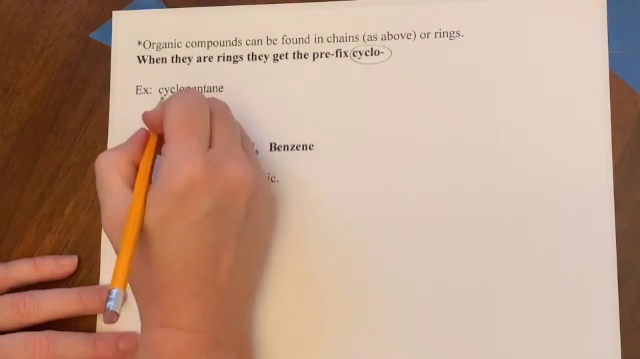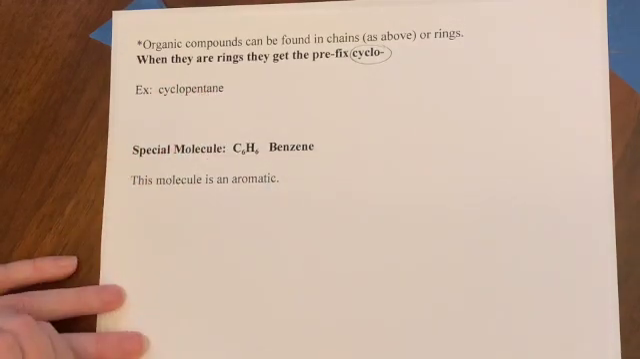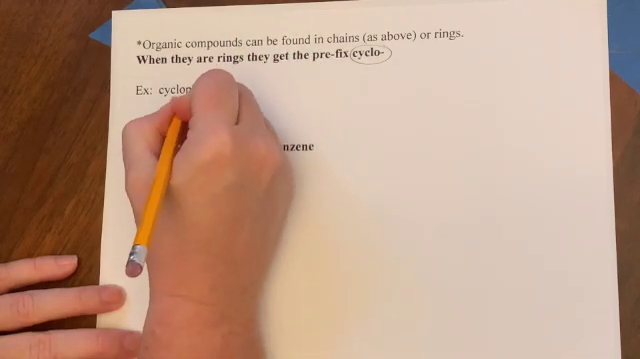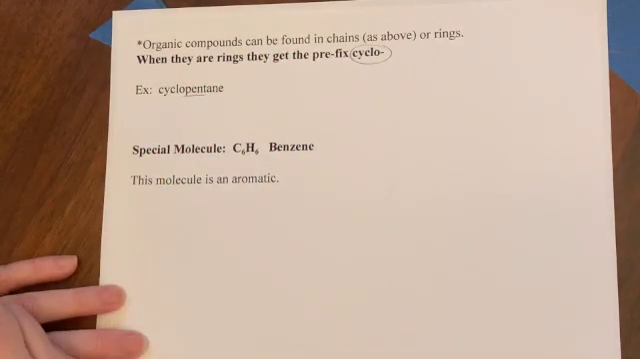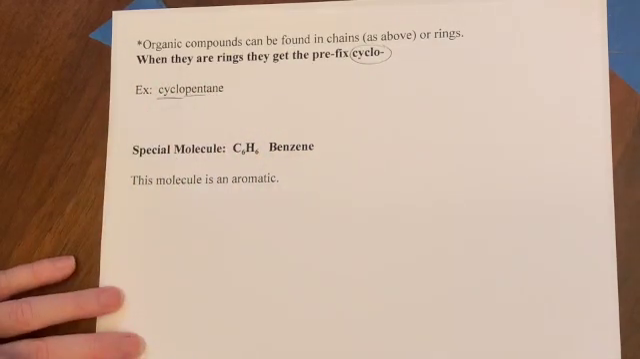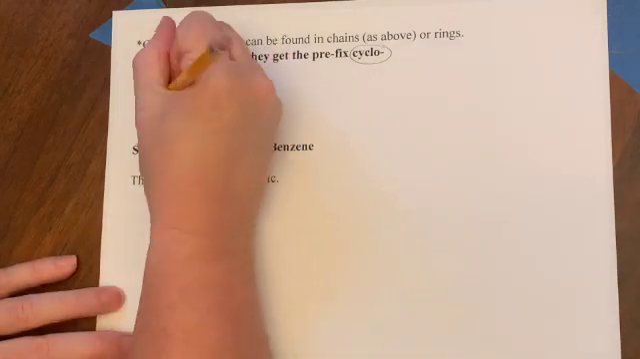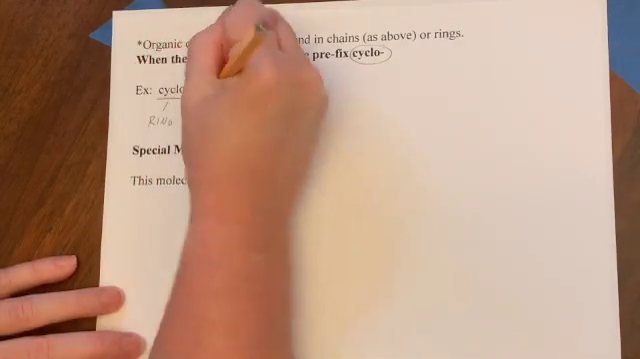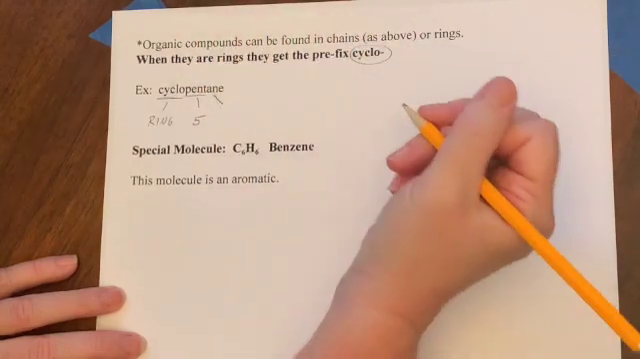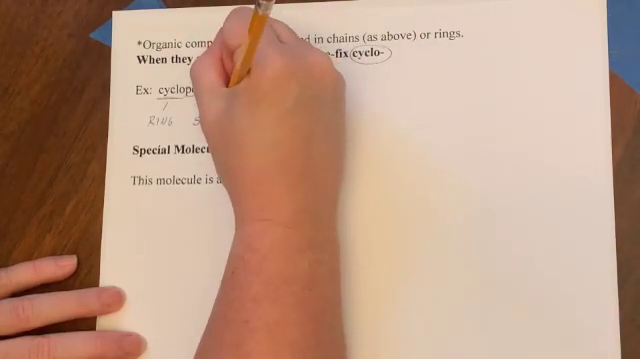So, cyclopentane. We're going to dissect this. Pent means 5, so I have a 5-carbon ring because it starts with cyclo. That tells me it's a ring. Pent tells me it's 5. And then the ane tells me that it's all single bonds.